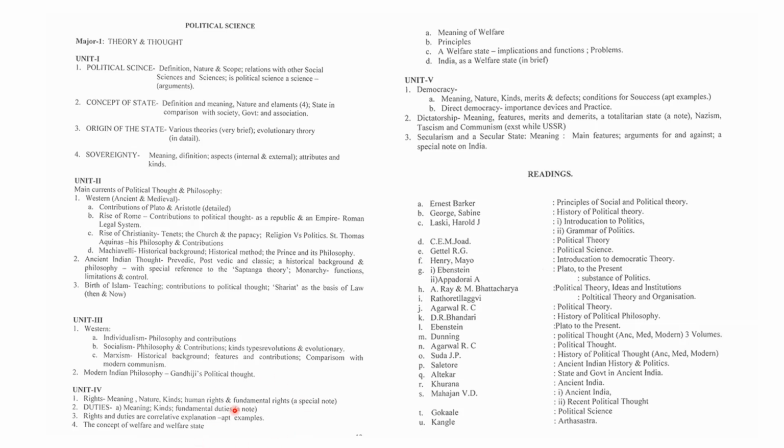The concept of a welfare state, what is its meaning, its principles, and its functions, and India as a welfare state. And then in the fifth unit, you'll have the concept of democracy, its meaning, kinds, advantages, disadvantages, and then direct democracy, a special note, and then dictatorship, its meaning, features, merits, and demerits. Under this dictatorship, you will be learning three more concepts. And then in the last topic, you have secularism, what is its meaning, features, and arguments for and against.